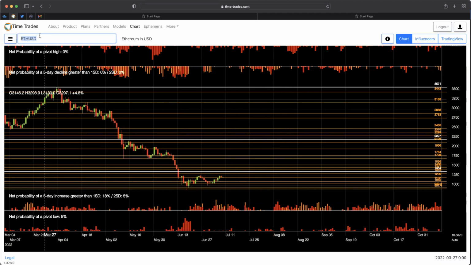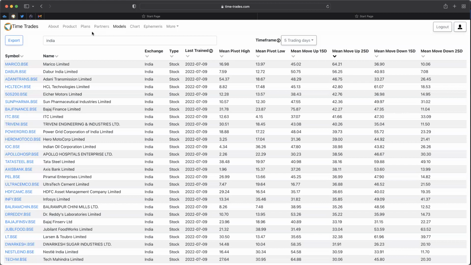Okay, and we'll wrap things up today with a review of a couple of Indian stocks, but I want to choose those from the models page. So the models page, if you're not familiar, is a pretty powerful way to sort and filter all of the symbols that are in the Time Trade system. And what we can do here is choose the time frame that we want to look at. In this case, I've chosen 5 trading days. And what the models page shows is the mean probability of a move up, move down, and pivot high, pivot low over that 5 trading days.